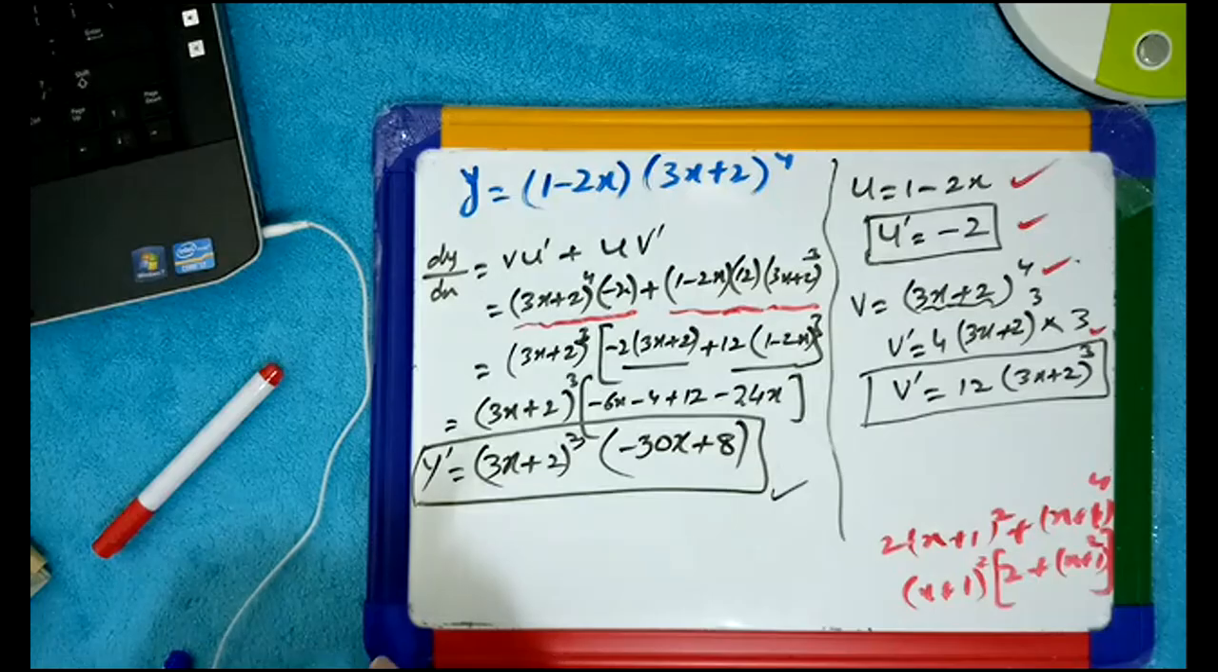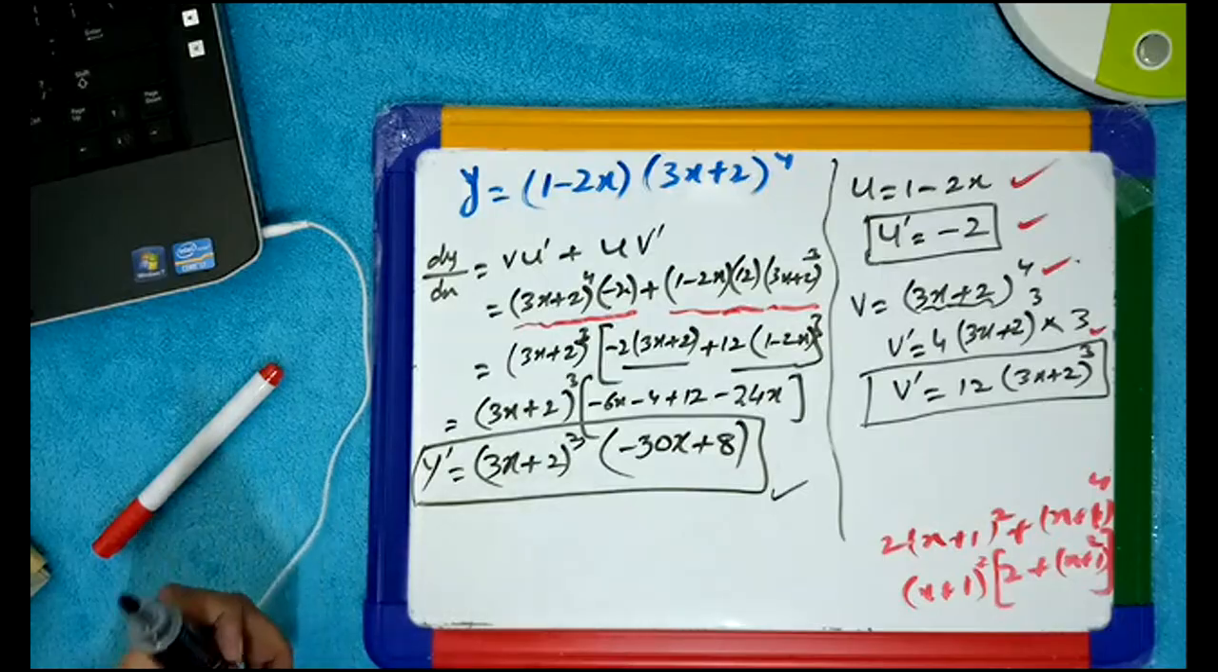Wait, 3x. So did you cancel out? What happened to the other minus? Oh, which one? Wait, okay. You added. You told me that you added. Oh, got it? Got it? Yeah. Very nice. Now we move on to the next one.